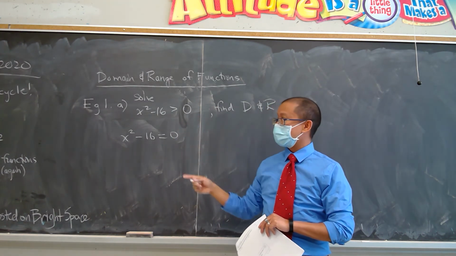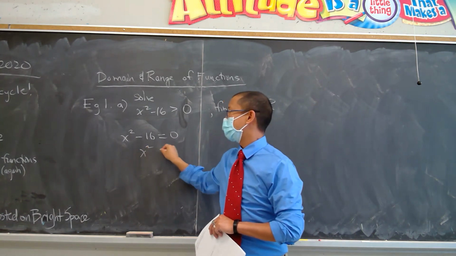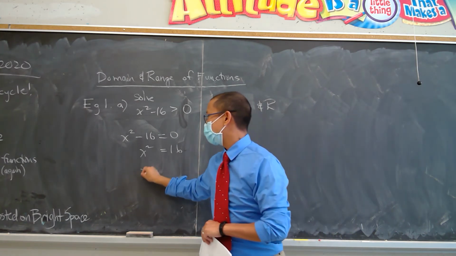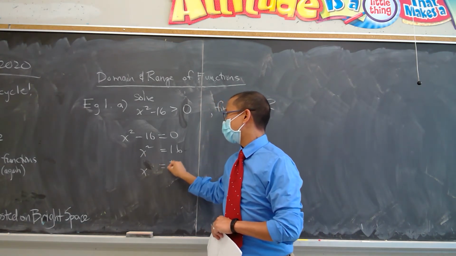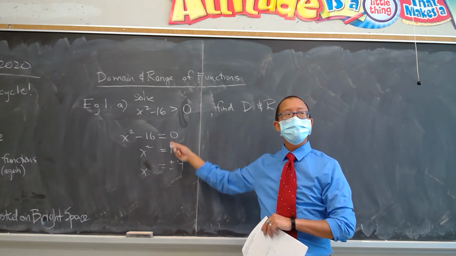A lot of you already know what the graph looks like, and hopefully you actually understand what this is. When we solve this, add 16 to both sides, square both sides, you get plus or minus 4, right? That's the solution if it was equal. Everyone agree? That seems super easy.